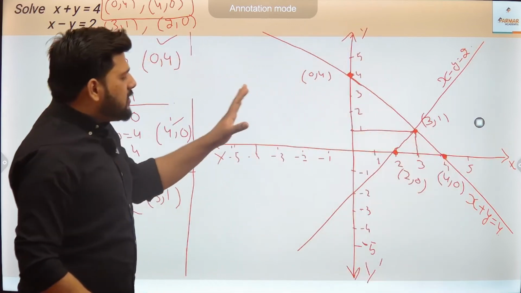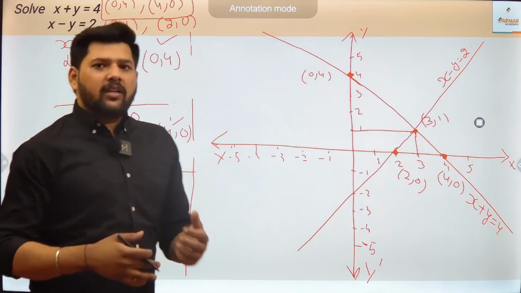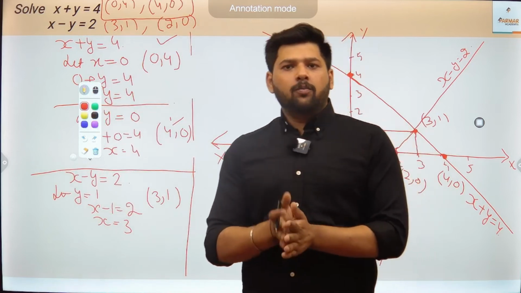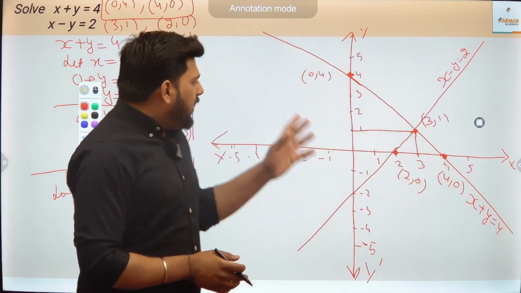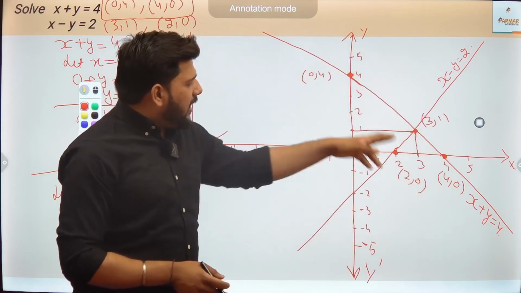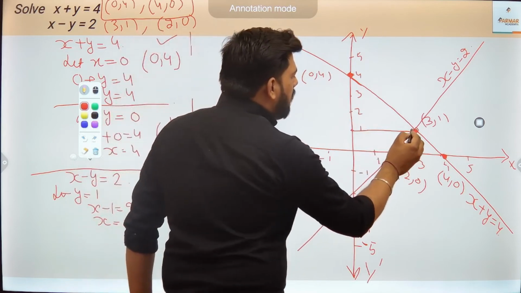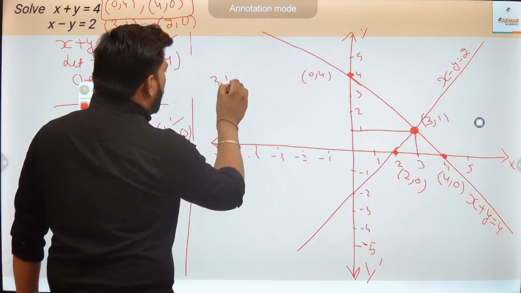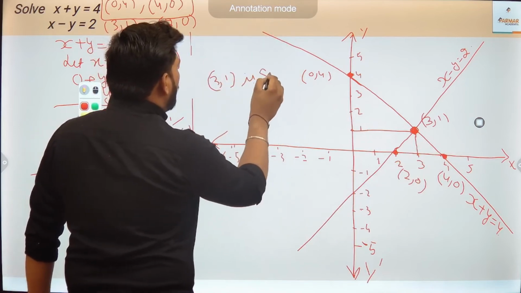Now, this is the graphical method. As we know, what is the solution of a pair of linear equations in two variables? That is the point common to both the lines. So look at here, for both these straight lines, the common point is 3 comma 1. 3 comma 1 is a common point. So 3 comma 1 is the solution.